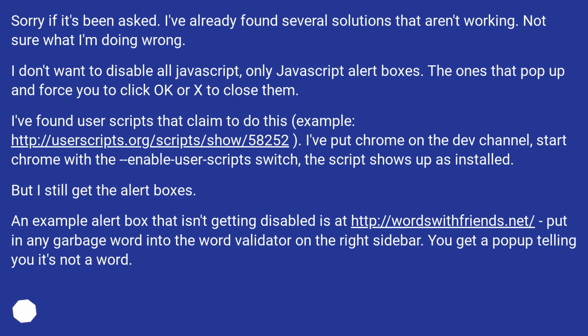I've found user scripts that claim to do this. Example, this URL. I've put Chrome on the dev channel, start Chrome with the enable user scripts switch, the script shows up as installed. But I still get the alert boxes. An example alert box that isn't getting disabled is at this URL: put in any garbage word into the word validator on the right sidebar. You get a pop-up telling you it's not a word.